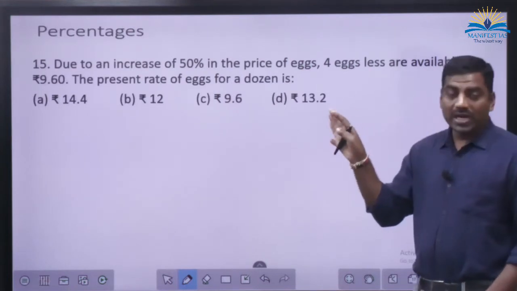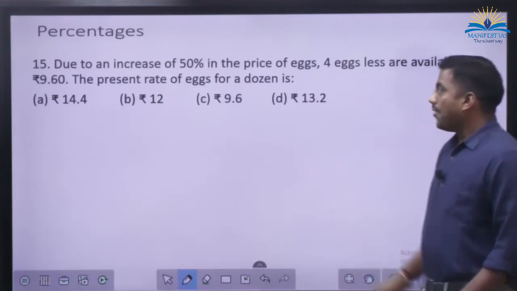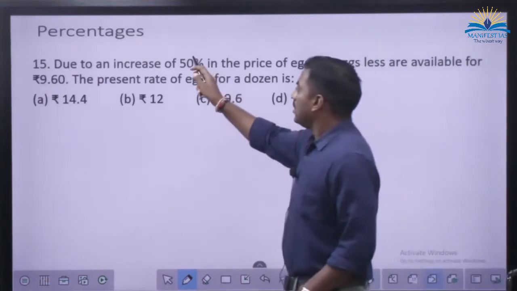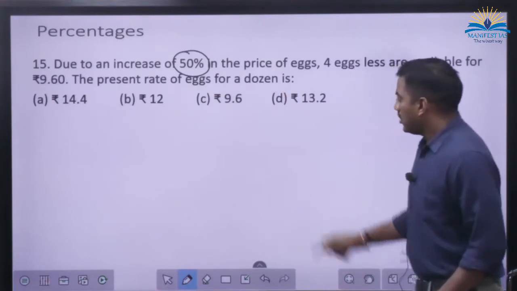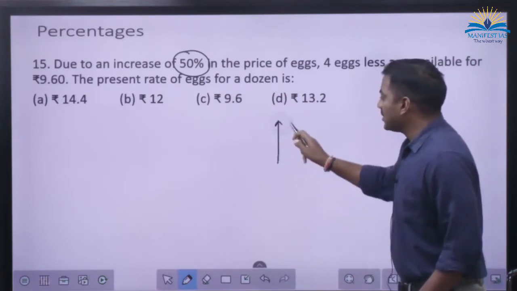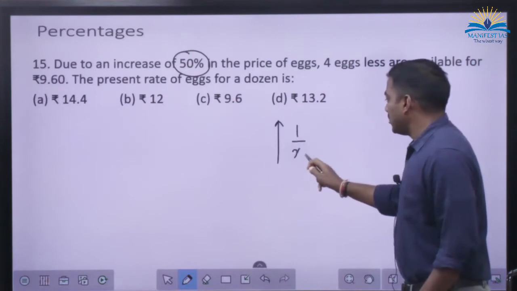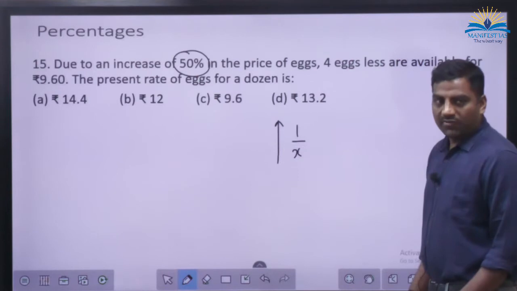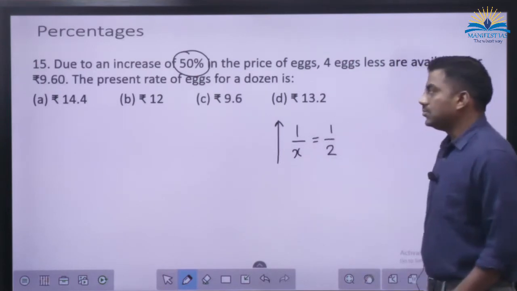Okay, so percentages, it has been done. Yesterday all these problems had to be done. Since I was slow, I had to leave these problems. Similar thing. Due to an increase of 50% in the price of X, so X price is getting increased by how much? If you express it as 1 by x, 50% is nothing but 1 by 2.